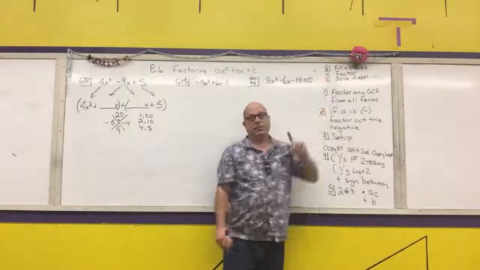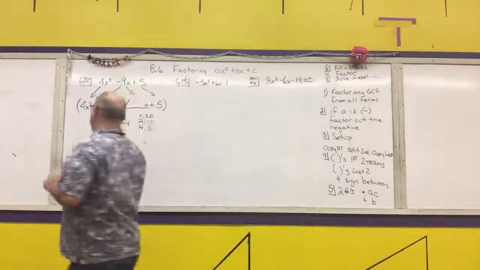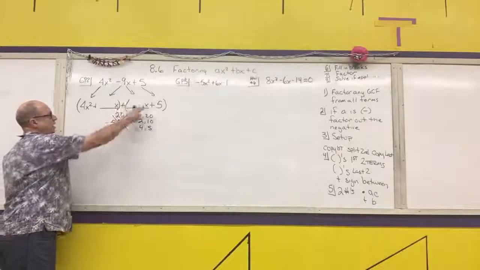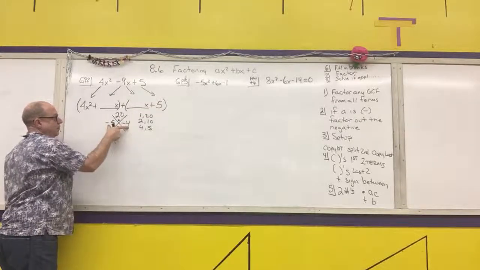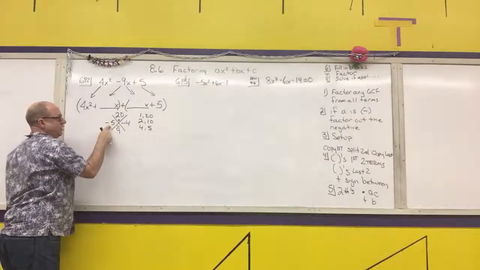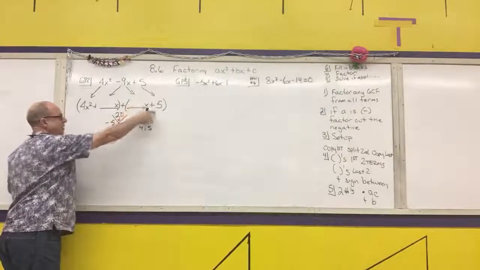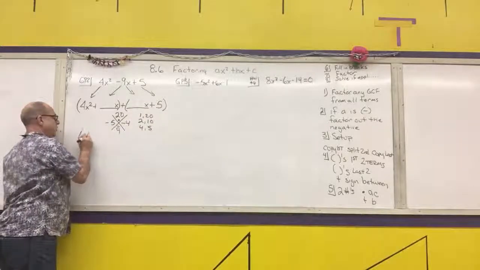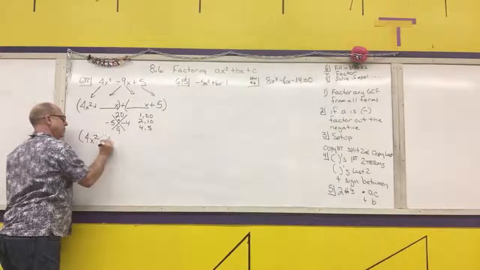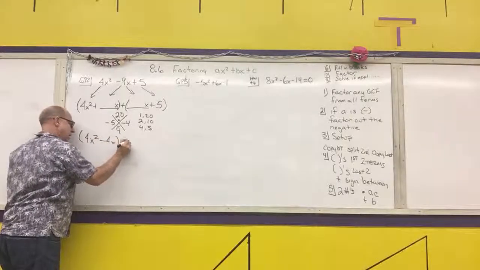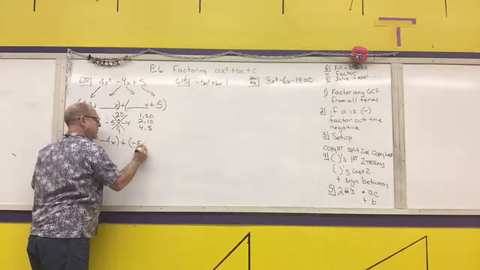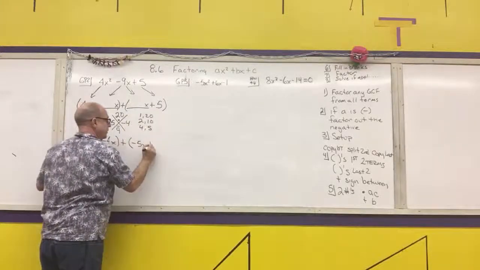So I've done step 5. Step 6, I want to fill in the blanks. And when I fill in the blanks, I want to be smart. Notice I have a 4 and a 5 in both of these. So I want to put the 4 with the 4, and I want to put the negative 5 with the 5. So 4x squared minus 4x plus negative 5x plus 5.